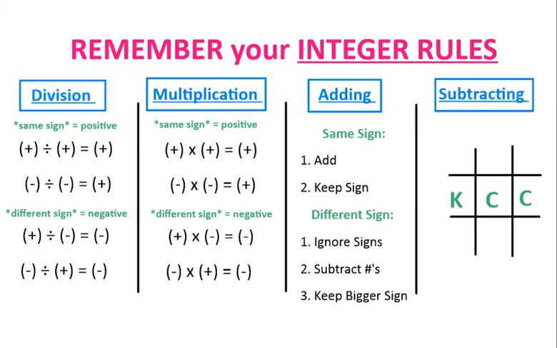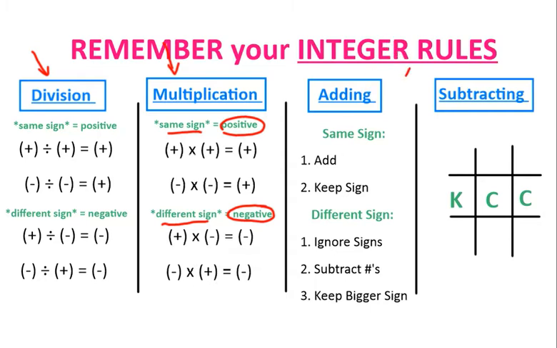All right, so we want to remember our integer rules as we bring them over into fractions. So with division, remember that division is identical to multiplication. So when you have a positive times a positive, it is a positive. A negative times a negative is also a positive. So those are same sign. So same sign is going to give you a positive result. Now, when you have a different sign, you're going to have a negative result. So positive times a negative is a negative, and a negative times a positive is a negative.